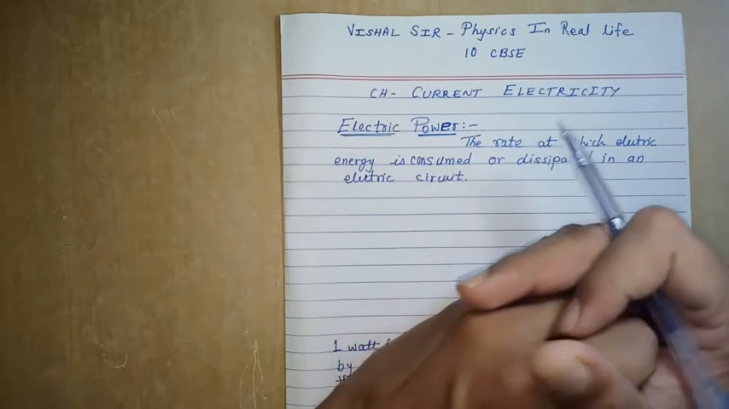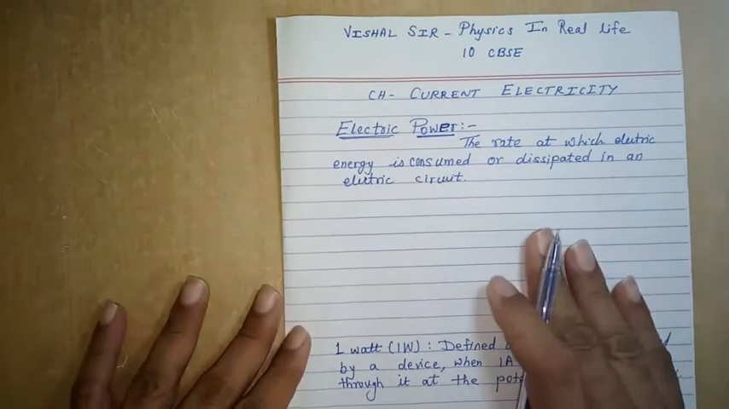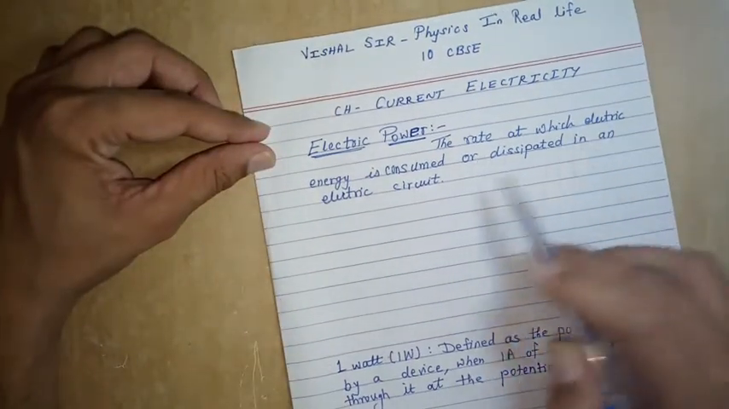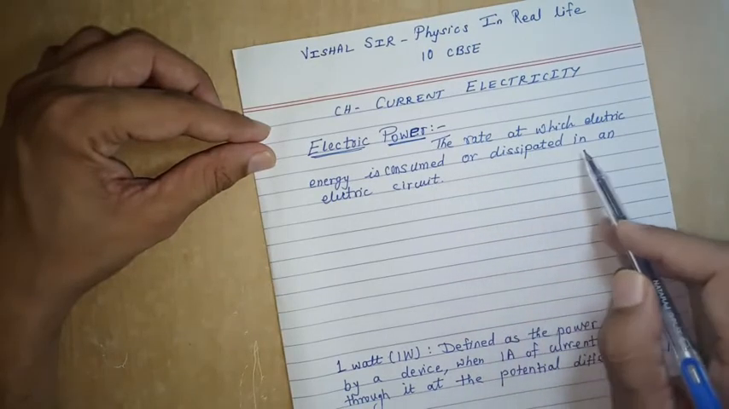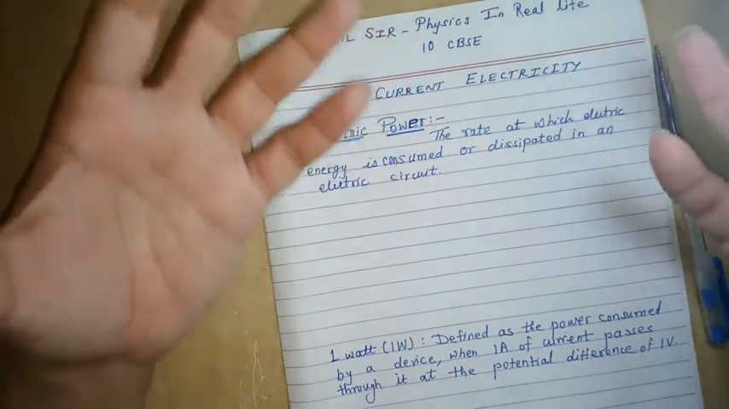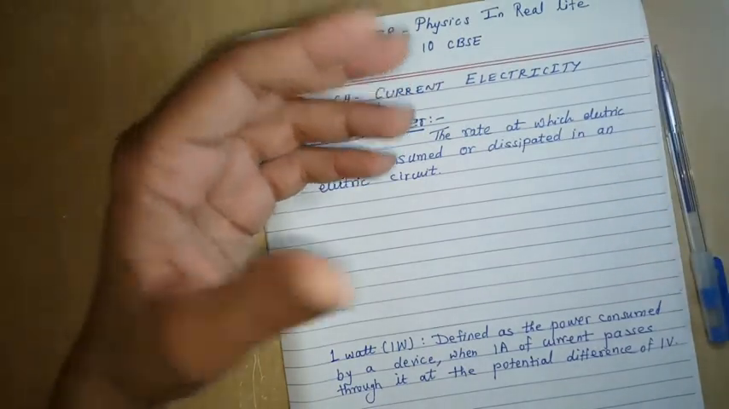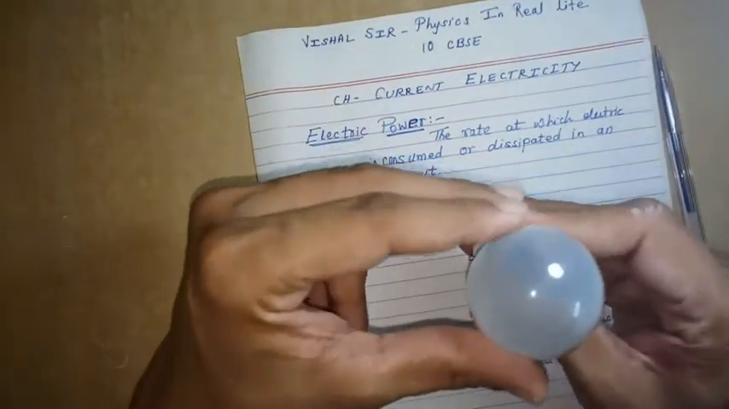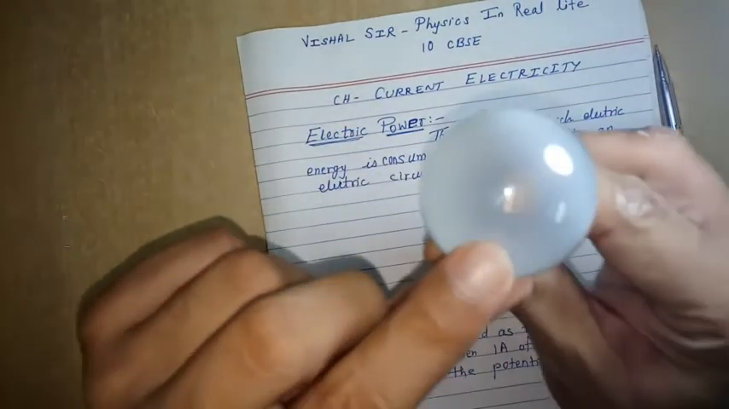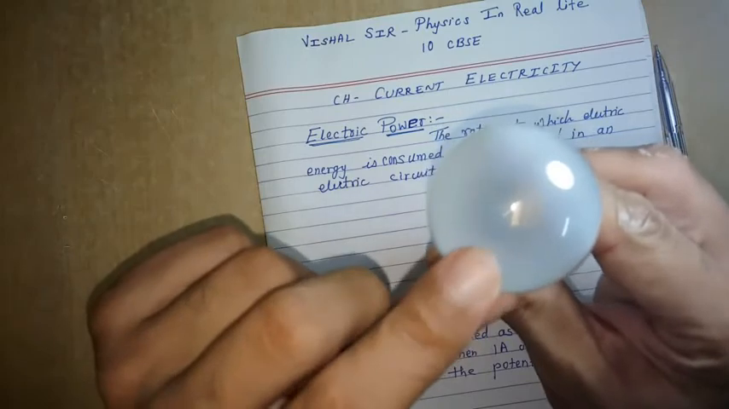So let us start. What is electric power? Electric power is nothing but the rate at which electric energy is consumed or dissipated in an electrical circuit. It may be in the electric circuit, it may be any device. Like this is a bulb. You observe here it is written as 10 watt. It is the power of that bulb.